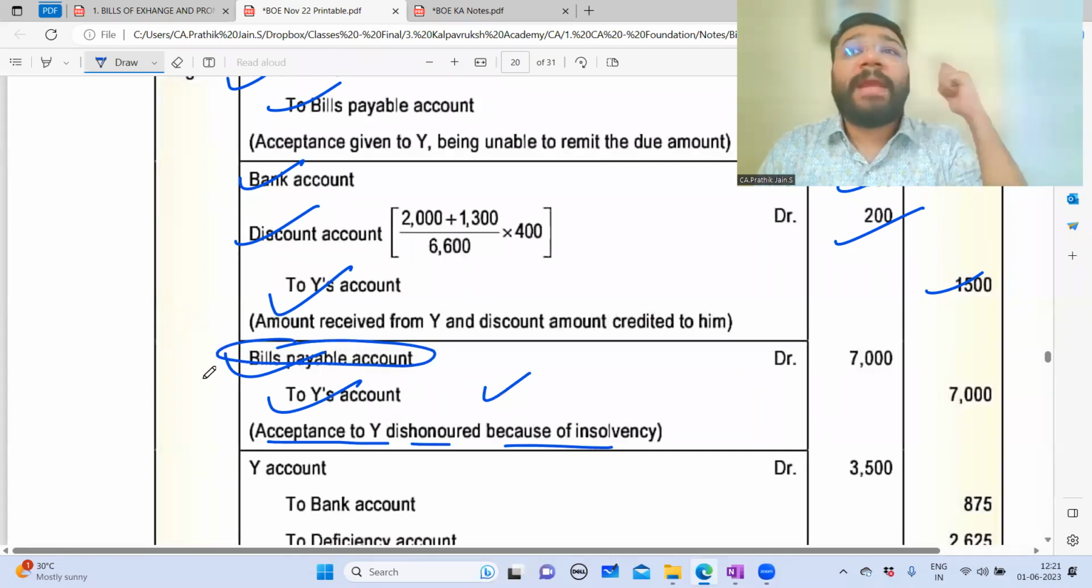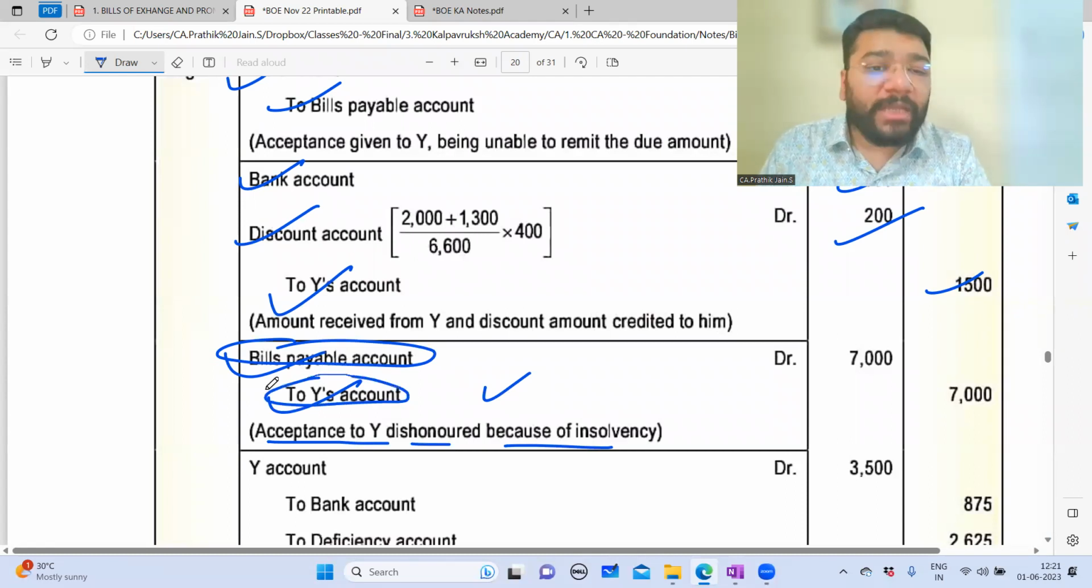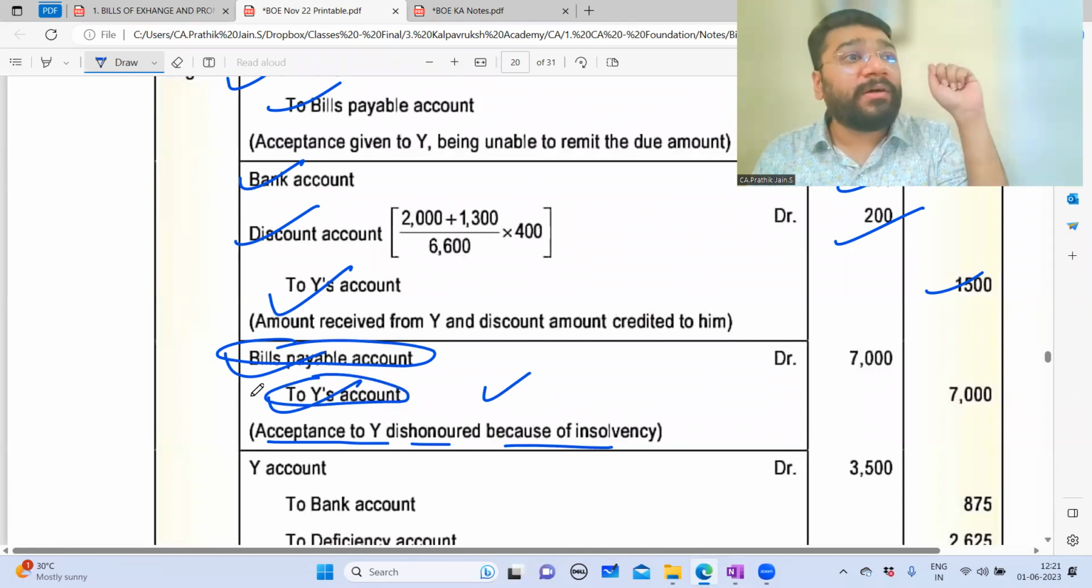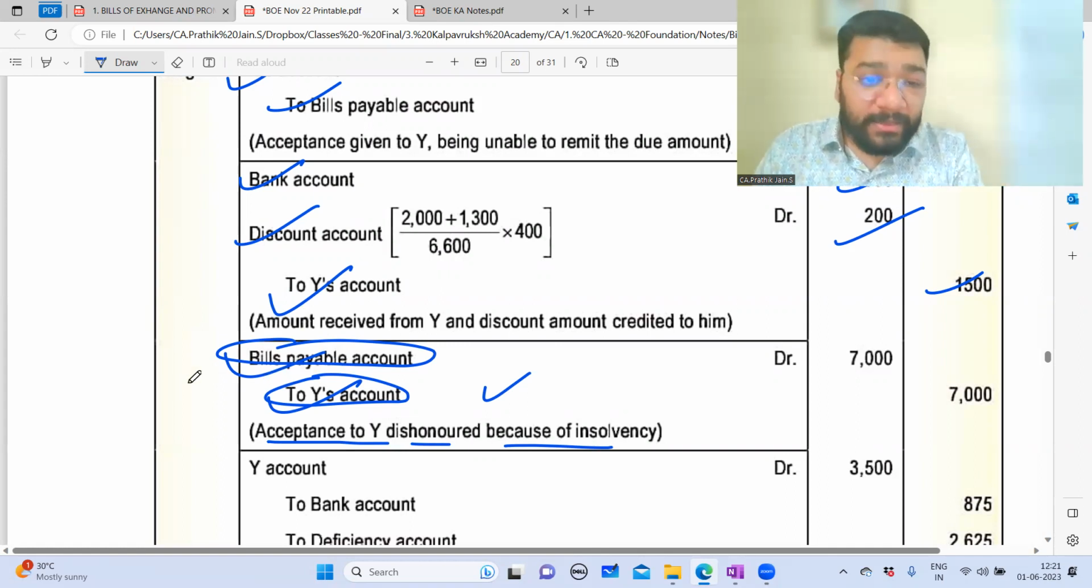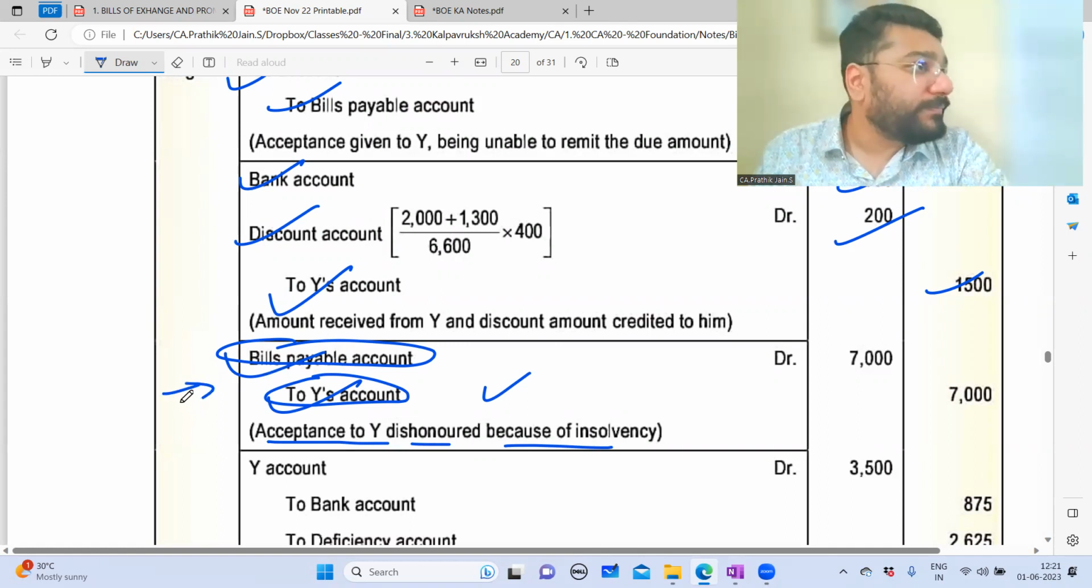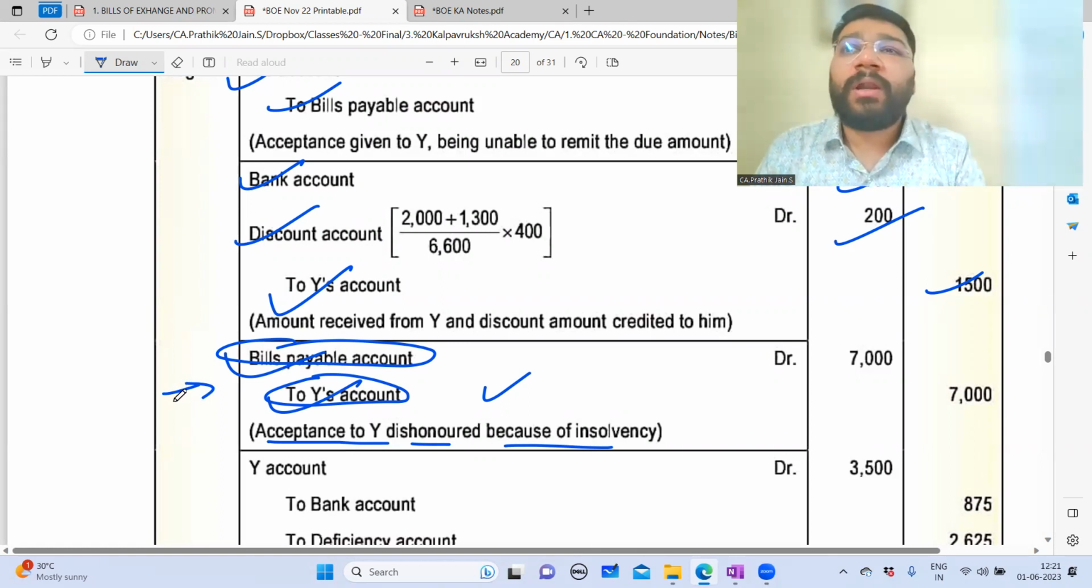And now this money has to be paid to whom? Y. This is not a new entry, guys. This is the basic entry. What we learned, the 4 cases and 4 cases, no? 4 cases of honorment, 4 cases of dishonorment. This is that entry. This is not a new entry. That's why I told you the basics are important. If the basics are not strong, you will not understand this.